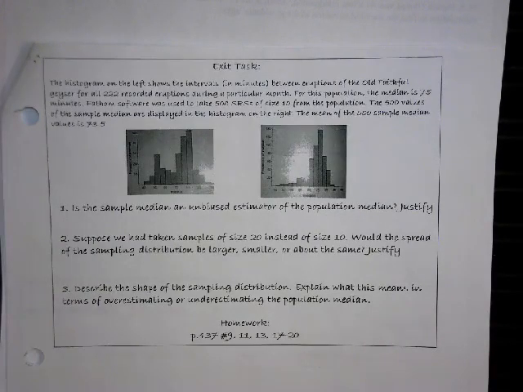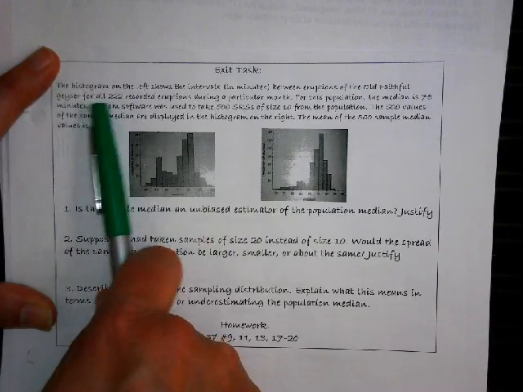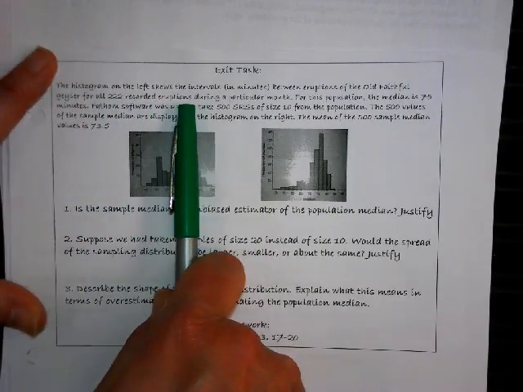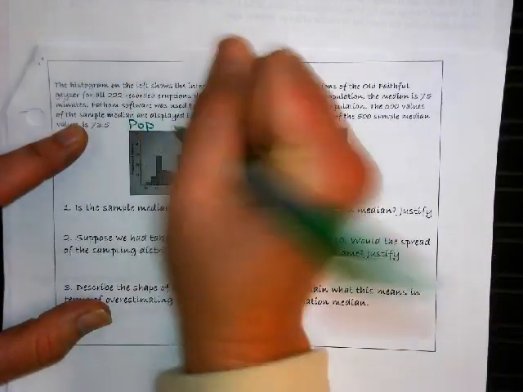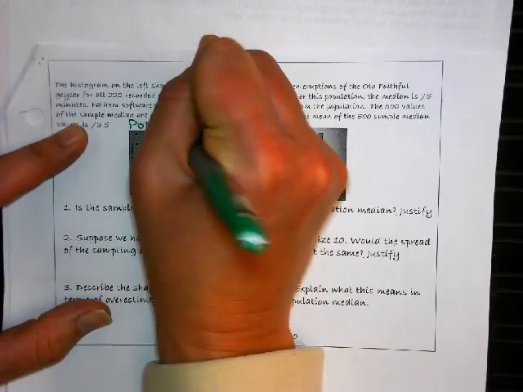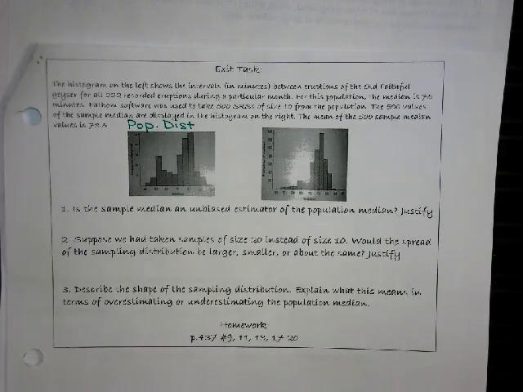So, before we get too far into the actual questions, we are told that the histogram on the left shows all the 222 recorded eruptions, the time in between. That means this is our population distribution. Then they used a computer program called Fathom to take 500 samples of size 10, and those are shown on the right. So this is the sampling distribution.